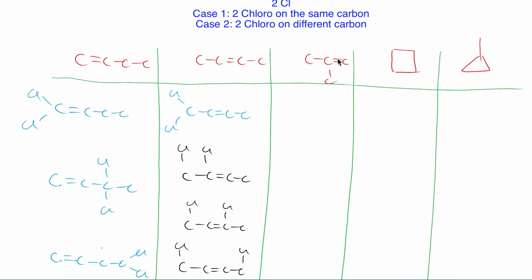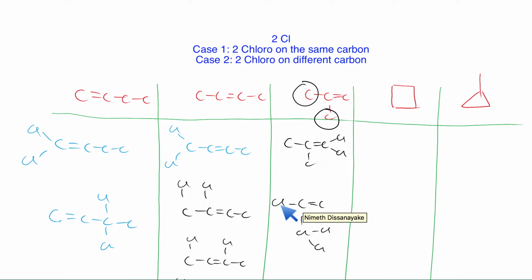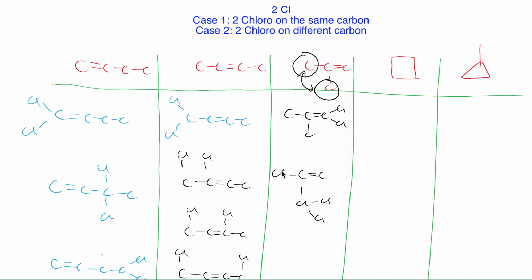Okay, so now let's consider the last one. First of all, we can have 2 chlorines on the same carbon. If you want 2 chlorines on the same carbon, we can have this, so they are both over here, or they are both attached to the end. Whether the 2 chlorine atoms are attached to this carbon or that carbon, those 2 carbons are exactly the same. Oh, sorry, that should be a carbon, not a chlorine.